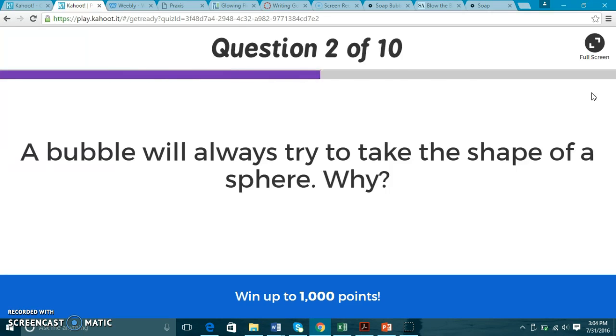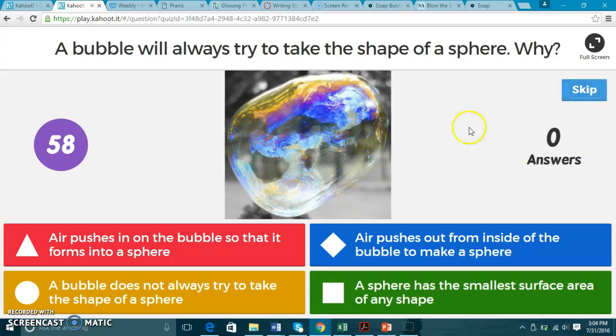A bubble will always try to take the shape of a sphere. Why? Red, air pushes in on the bubble so that it forms into a sphere. Blue, air pushes out from the inside of the bubble to make a sphere. Yellow, a bubble does not always try to take the shape of a sphere. Or green, a sphere has the smallest surface area of any shape.